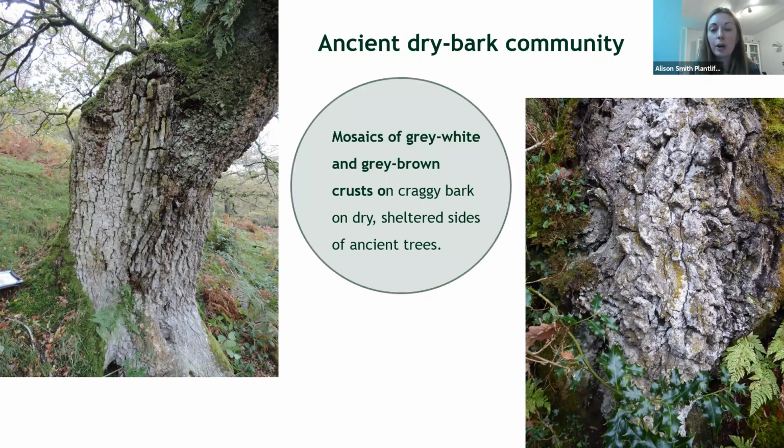So what you're looking for is very, very old trees. Often we're looking at oak trees that are around 300 years old plus, on the craggy bark, on the dry and sheltered sides of those trees. This is where you find the ancient dry bark lichen community. And you're looking for mosaics of grey white and grey brown crusts on those trees. And often you can sort of spot it at a distance. You can see your old ancient trees with this, almost look like they've been splattered with white paint. So it's one that you can look out for, and you're finding it in these dry areas.